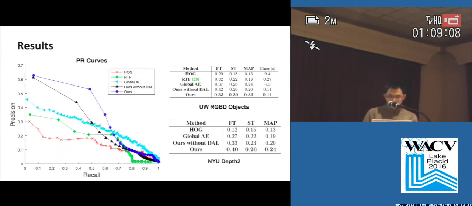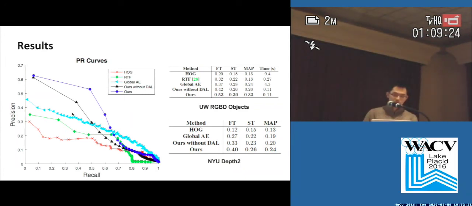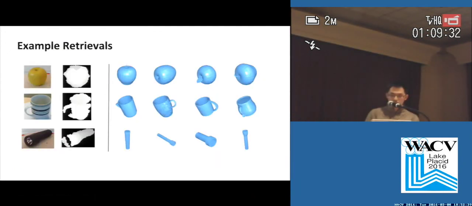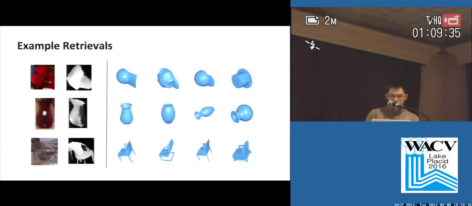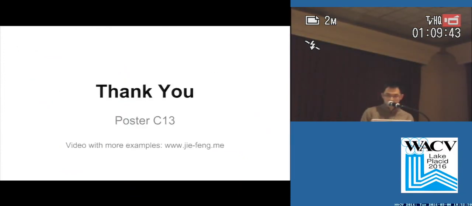We jump directly into the results. For the queries we use the UW RGBD dataset and the NYU depth dataset. You can see from here, compared to other methods, our approach has much higher precision in the low recall area, which means the top ranked results are pretty good. These are some example retrieval results from different categories and different viewpoints. There are some failed examples because of the view. Thank you very much, and if you want to know more details, please come to the poster session.